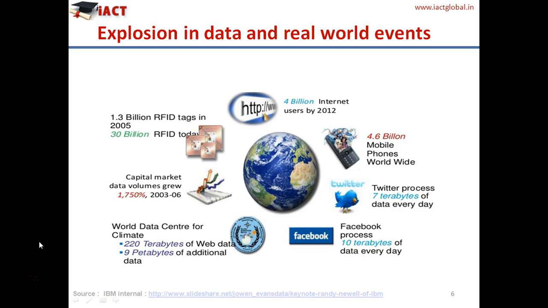Now Twitter generates 7 terabytes of data daily. Facebook processes 10 terabytes of data each day. And the World Data Center, only for climate, generates 225 terabytes of web data and 9 petabytes of additional data for processing purposes.